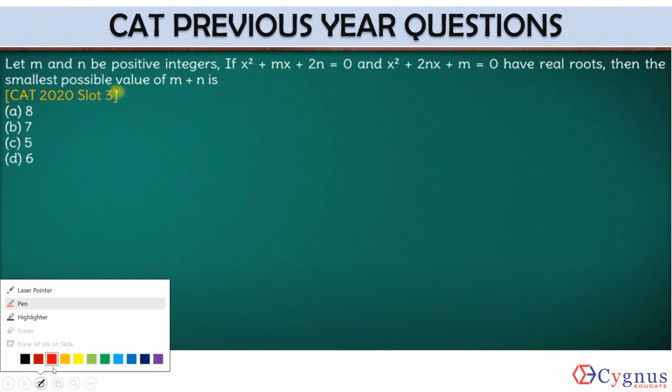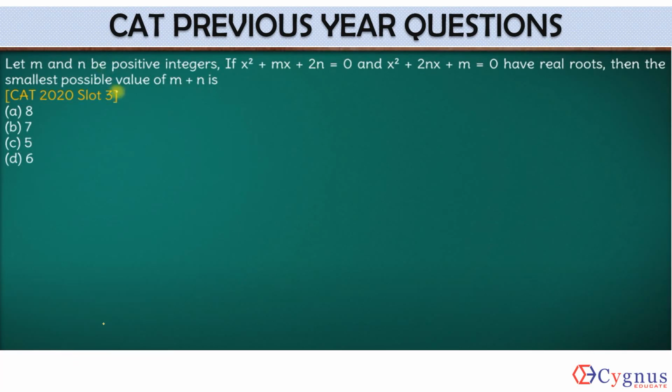Right. It's a question from CAT 2020 slot 3. It says that m and n are positive integers. If x squared plus mx plus 2n equals 0, and the other one, x squared plus 2nx plus m equals 0, have real roots. Now, what's the condition for real roots?